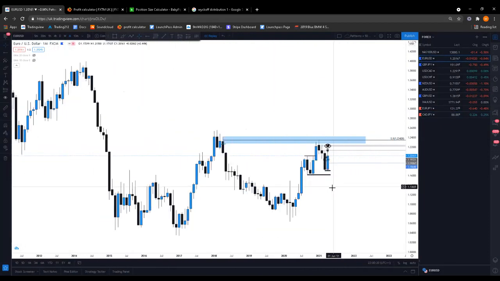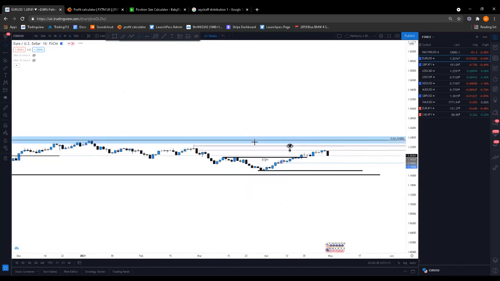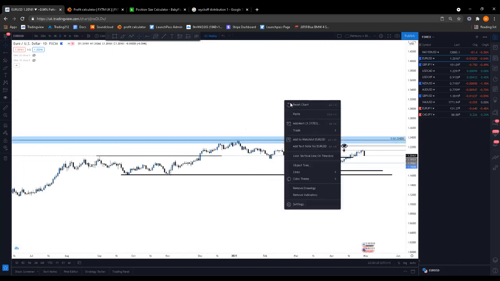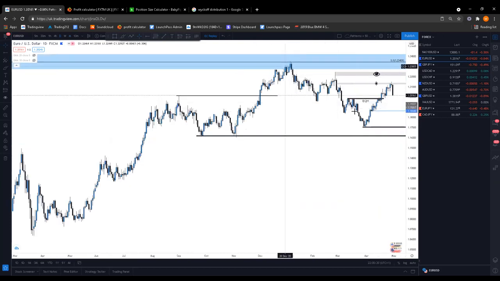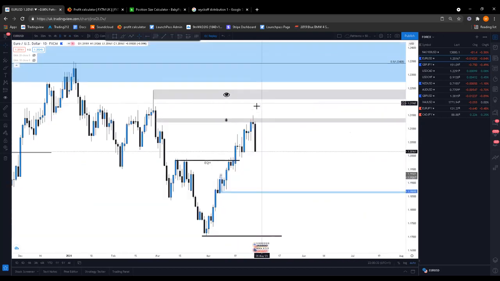Basically, we've been selling Euro USD for a very long time now. It's coming to a 4 hour POI, a weekly POI. You can see a bit clearer on the daily time frame, right? It sold off from that daily POI, came into a POI up here and then sold off very nicely again.